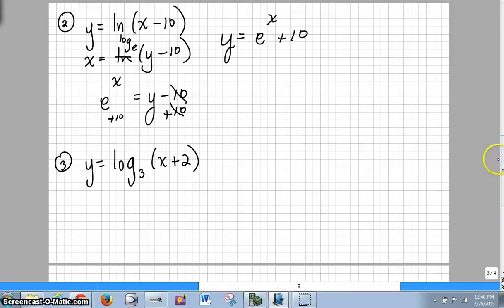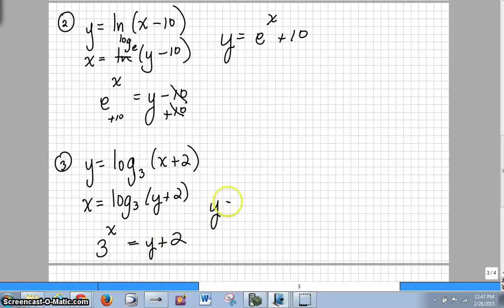Okay, let's do one more. x equals log base 3 of y plus 2. So we switched the x and the y, now we're going to solve for y. So we're going to say 3 raised to the x power equals y plus 2. So we're going to subtract 2 and get 3 to the x minus 2.